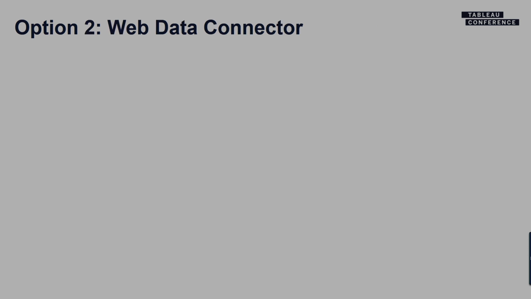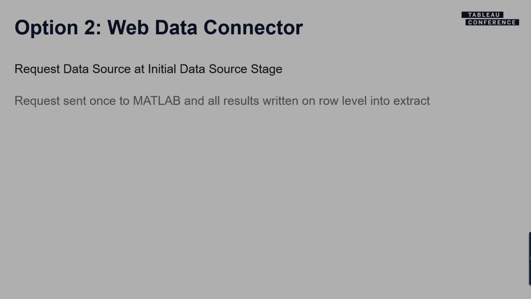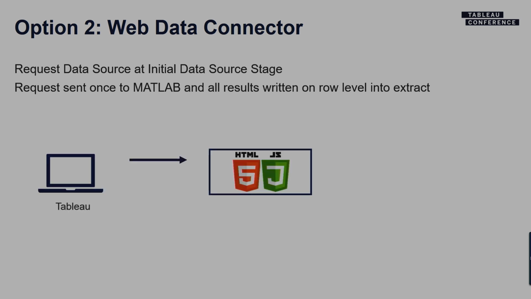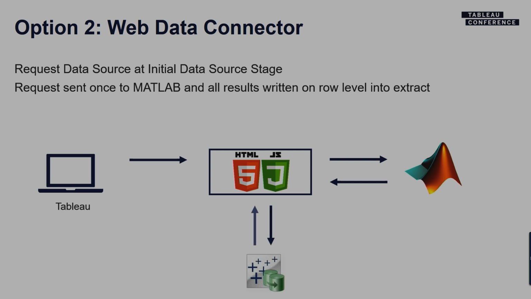But the other option for MATLAB is to connect to their web data connector. So we request once the data at the initial data source stage. We send that to MATLAB, and all the results are written in a row-level extract. Now, how does that actually work? So Tableau sends that request. It's just an HTML request using the JavaScript API, or at least the JavaScript. And we call upon MATLAB, who then creates that extract or the results and puts that in a JSON file.